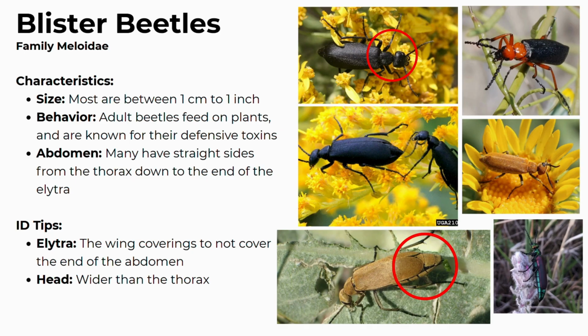Key identifying characteristics for this group include a small thorax when compared to the head, with the head being much wider than the thorax, making the thorax kind of look like a neck on the beetle. In this group, the elytra covering the wings do not extend to the end of the abdomen, so it may always look like the abdomen is poking out.